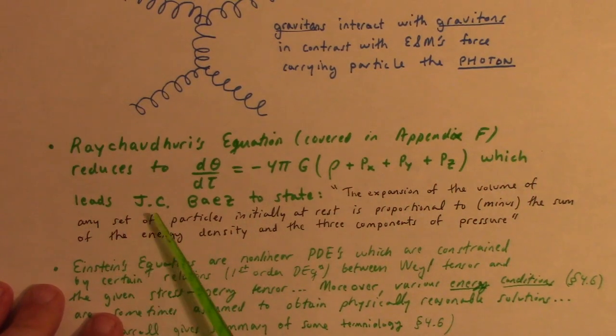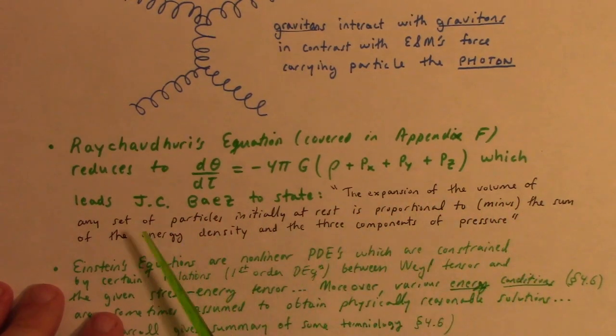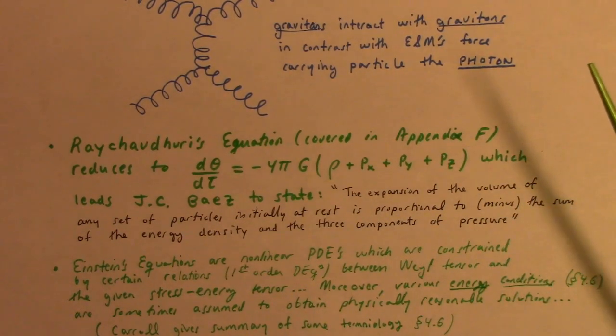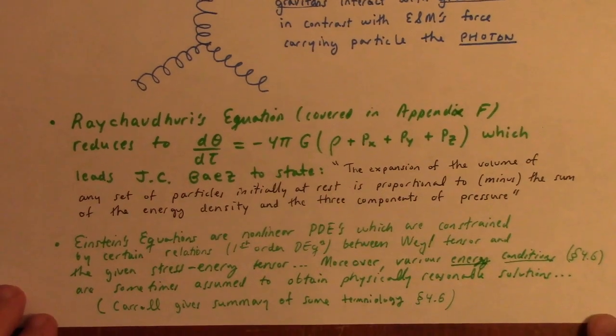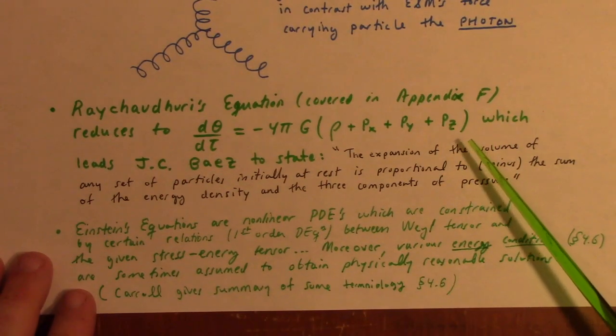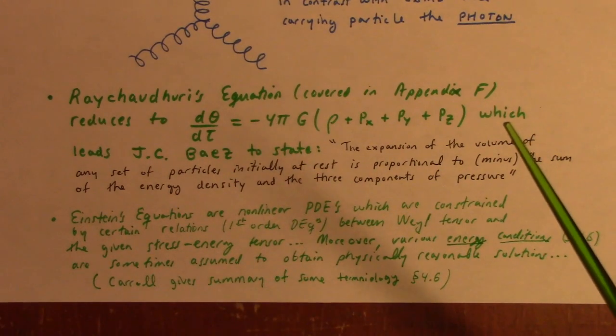And this led Baez to state, the expansion of the volume of any set of particles initially at rest is proportional to minus the sum of the energy density and the three components of pressure. So that's pretty neat. I mean, that expresses the idea that gravity is attractive in a local fashion with a dynamical equation. It's really quite beautiful. And so Carroll tries to give you some sense of the importance of this equation and this kind of analysis to the study of singularities.